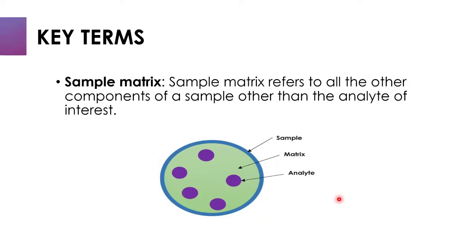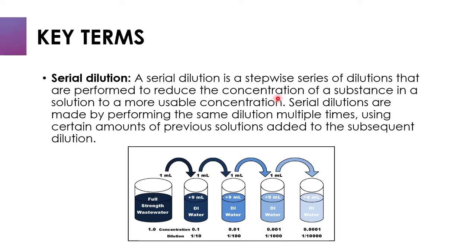The next is serial dilution. Serial dilution is a stepwise series of dilutions that are performed to reduce the concentration of a substance in a solution to a more usable concentration. Serial dilutions are made by performing the same dilution multiple times, using a certain amount of the previous solution added to the subsequent dilution.